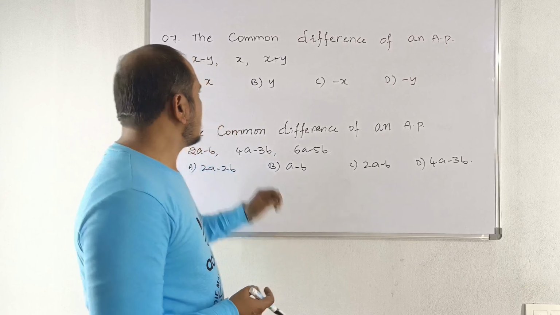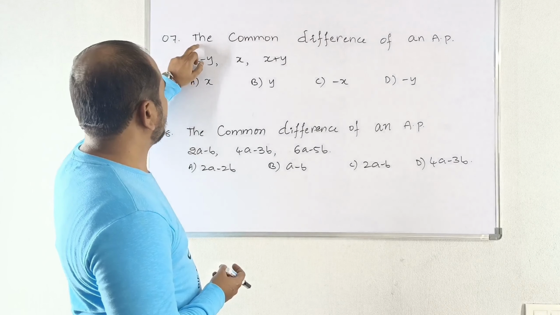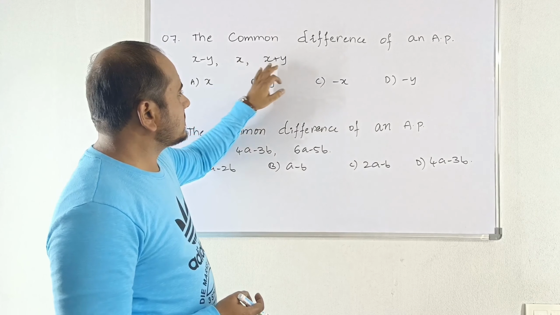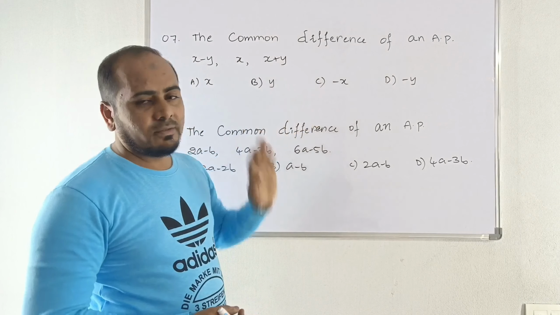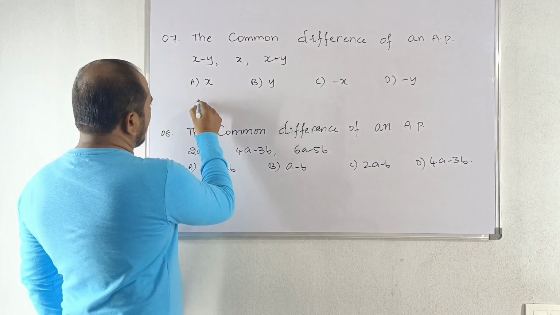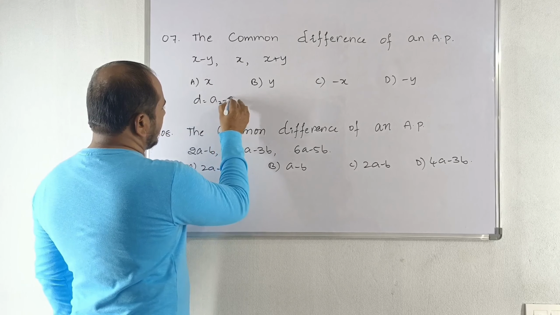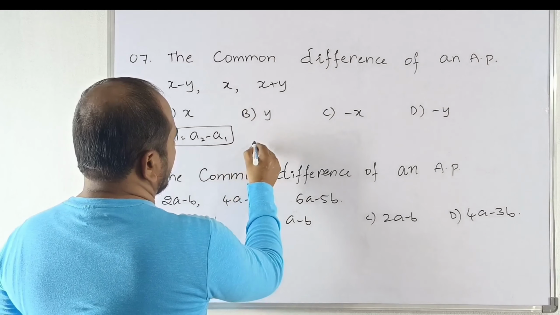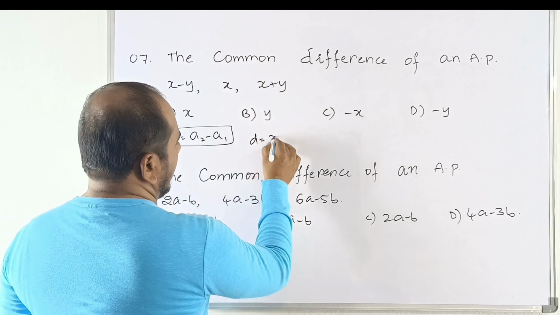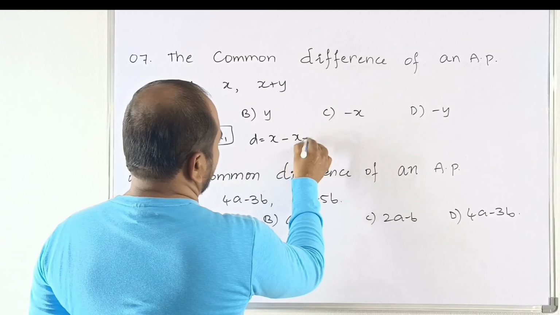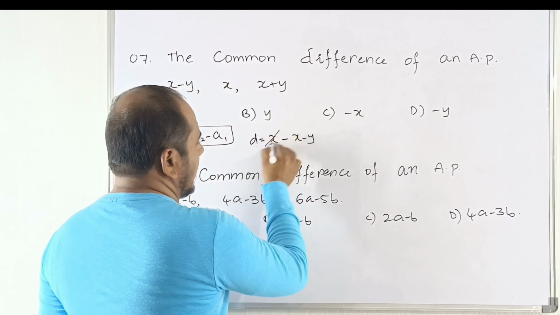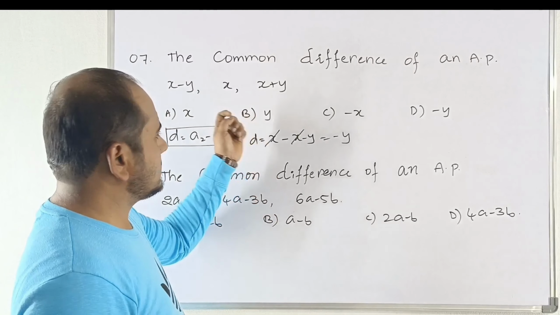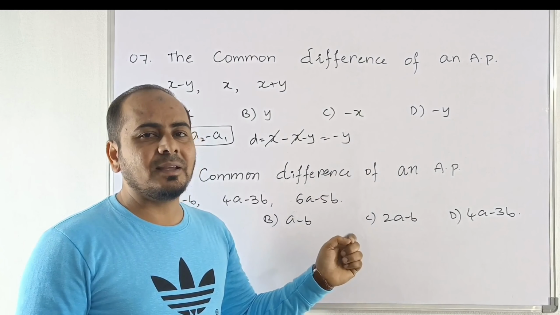Dear children, we shall discuss now the 7th and 8th problems. The 7th problem is the common difference of an AP x minus y, x, and options are given here. Let us see what the common difference is, my dear. A2 minus A1, this is the formula we know very well. Now you substitute here. Common difference is equal to x minus y. So here x cancels, minus y. So minus y is the right answer. Do you think like this, my dear?